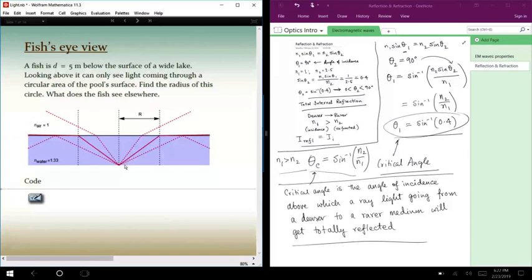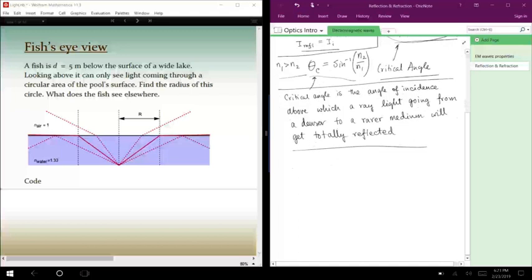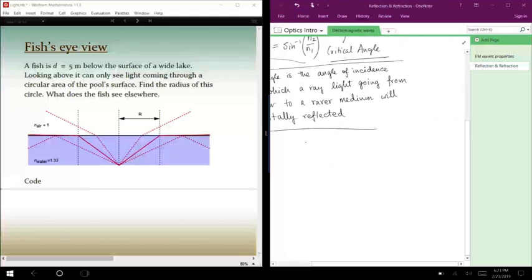But because the rays of light are incident from the denser medium, water, to the rarer medium, air, there's a possibility that at some point, for some angle of incidence, the ray of light after refraction has an angle of refraction exactly equal to 90 degrees. And when will that happen? That's the critical angle for the water-air interface.